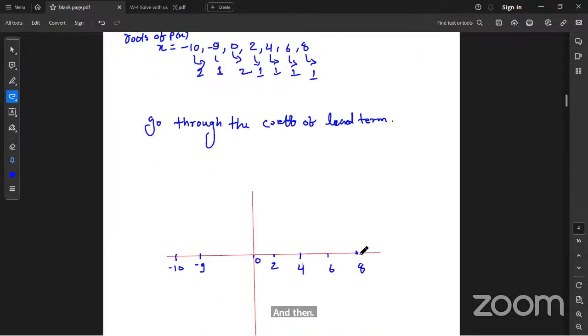So just take the largest root. Just go through the largest root. What is the largest root here? 8. Actually, you can go by this one as well, or this one as well, right?